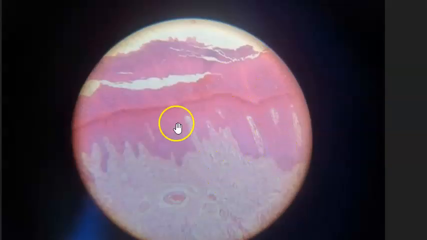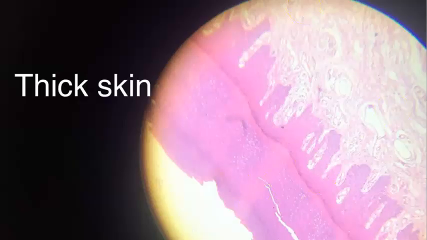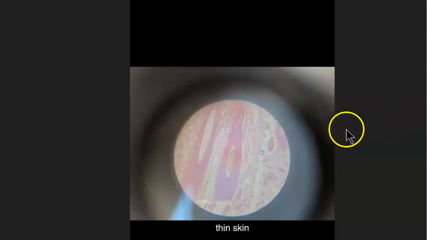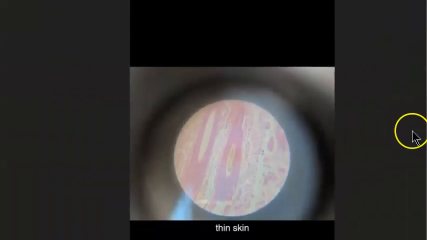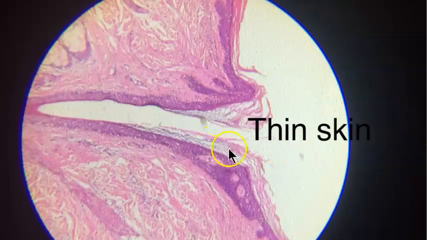What do you think this is? Thick skin. See here, you can see those layers of skin, right, that you always learn. Stratum, corneum, lucidum, all that. Then, this is thin skin. I wouldn't believe if they hadn't labeled it. Okay, then, thin skin again. What is this?